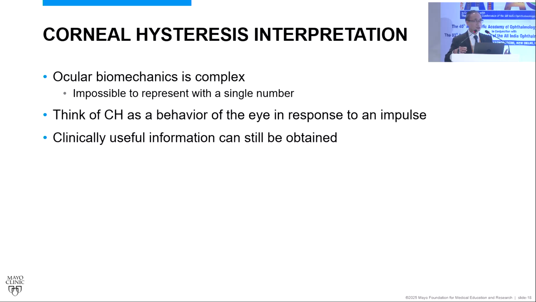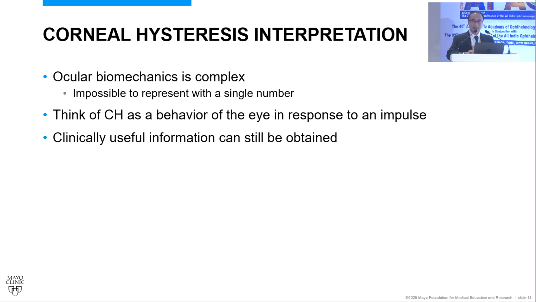So trying to interpret what corneal hysteresis actually means is becoming very difficult. It's almost impossible to represent the complexity of eye biomechanics with a single number. So it's more useful to think of corneal hysteresis as the behavior of the eye in response to an impulse.